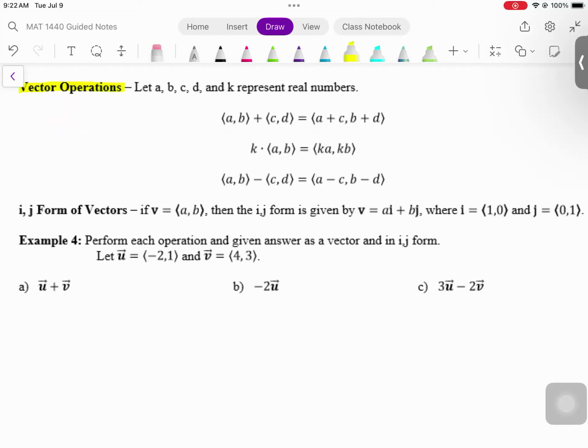If we want to take a vector and multiply it by a real number coefficient, we're just going to distribute that real number coefficient. And then subtracting two vectors works very similarly to addition. We're going to be combining like components, but now we're going to be subtracting. So vector <a, b> minus vector <c, d> is equal to vector <a - c, b - d>.